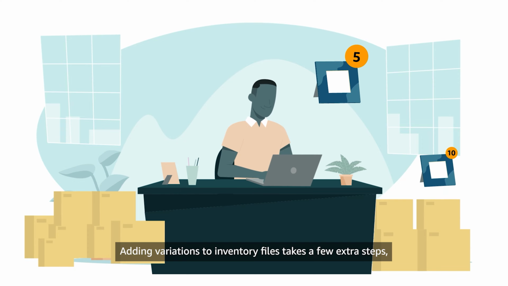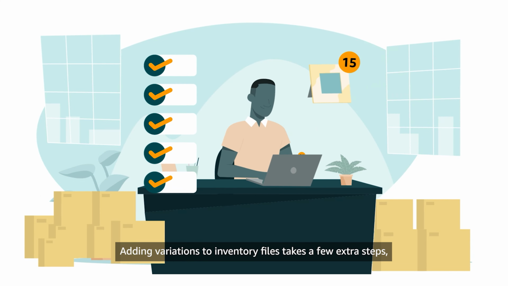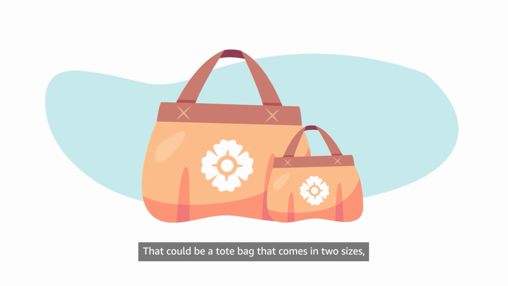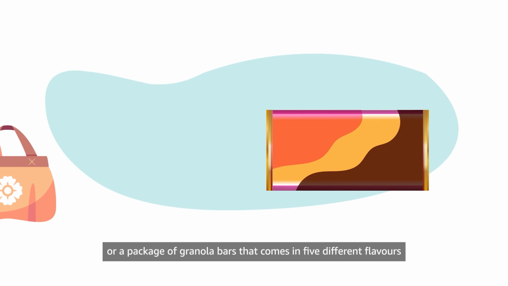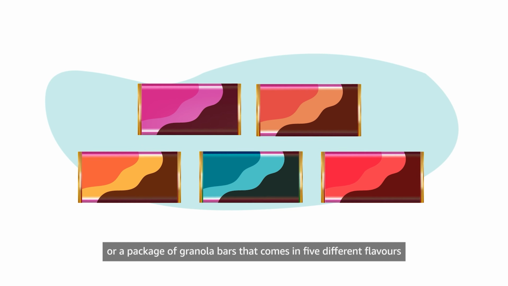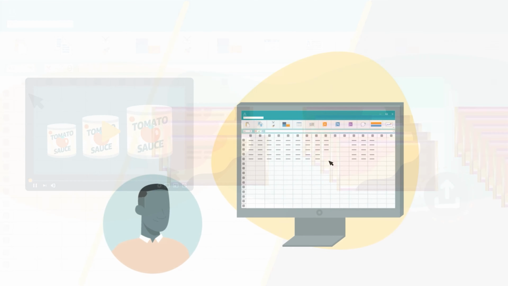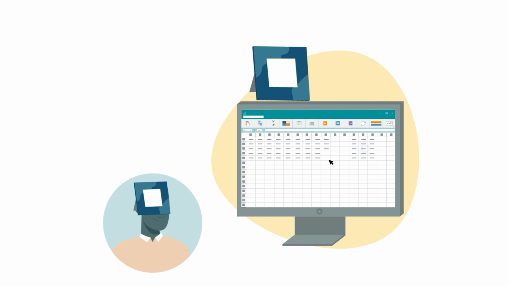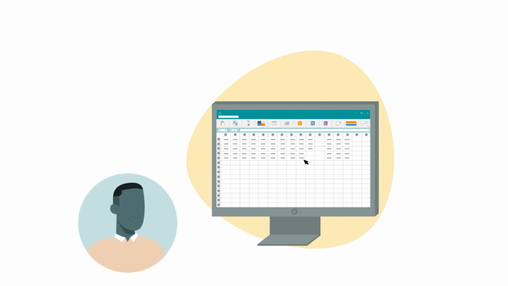Adding variations to inventory files takes a few extra steps, but it's a great way to provide customers the variety they love. That could be a tote bag that comes in 2 sizes or a package of granola bars that comes in 5 different flavors and 3 different quantities. This module focuses on how to add variation information to an inventory file template.